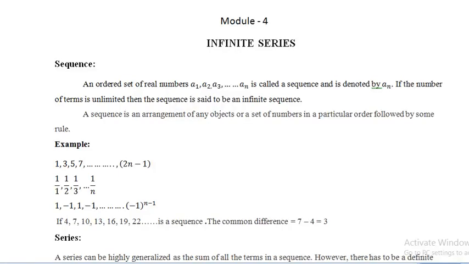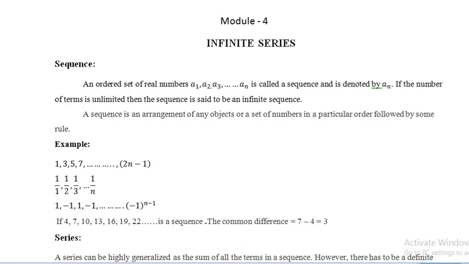Module number 4, infinite series. Here, first we will discuss what is meant by sequence and series, and later we will discuss infinite series. So first is sequence. A sequence is an arrangement of numbers or objects in a particular order. So you have to arrange either numbers or objects in order.